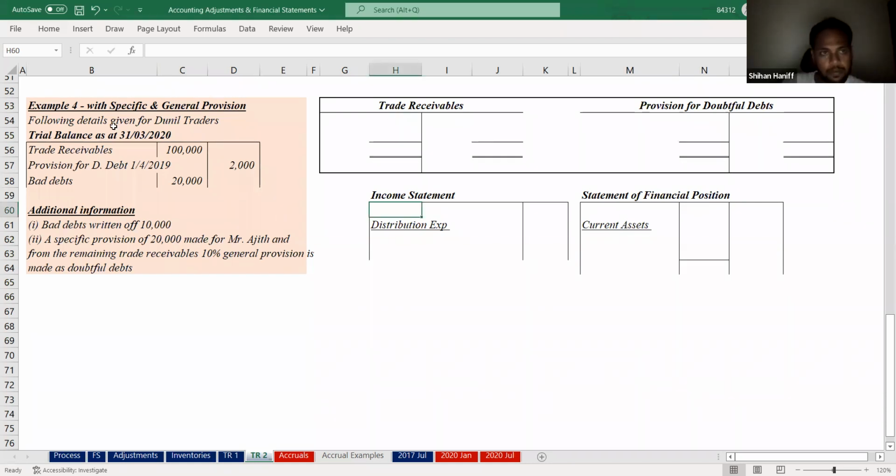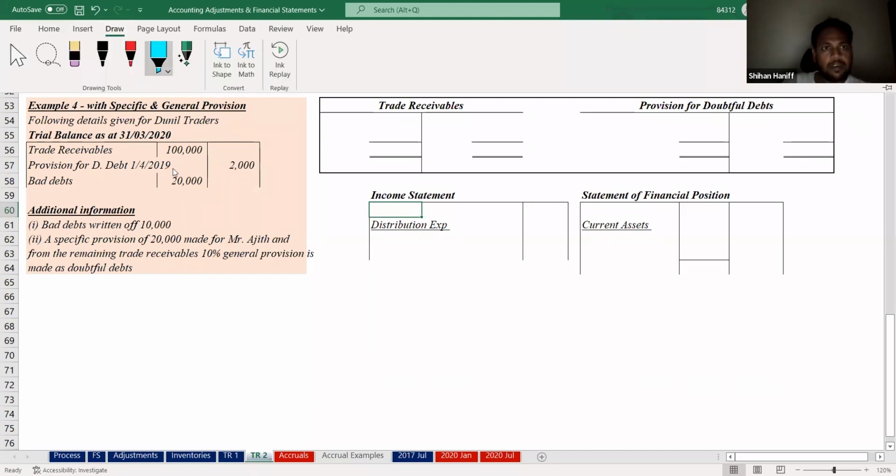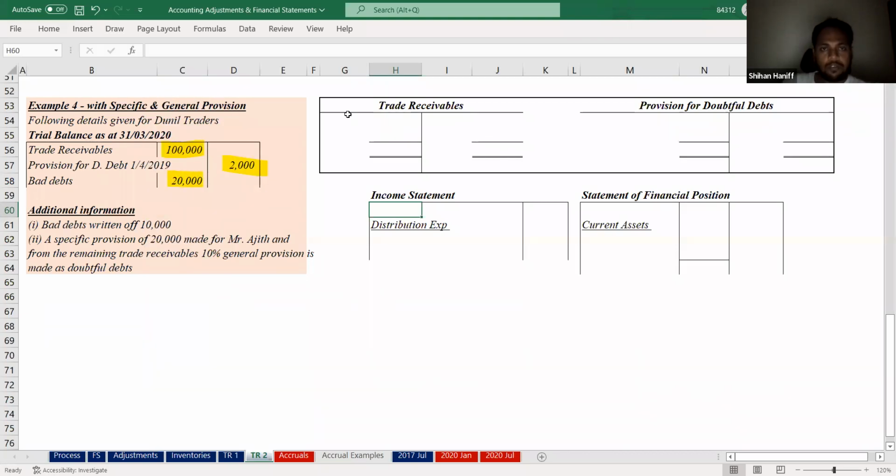Right. So let's take the opening balances. 100,000, 2,000, 20,000. So same way, we take 100,000 debtors. Provision is 2,000. Bad debts. Okay, so that's the opening balance.